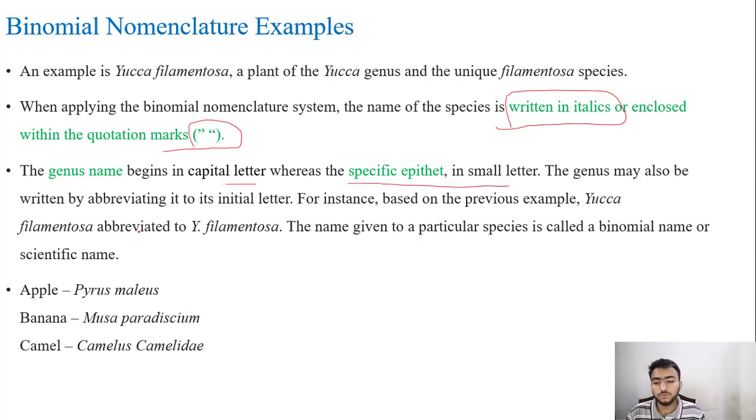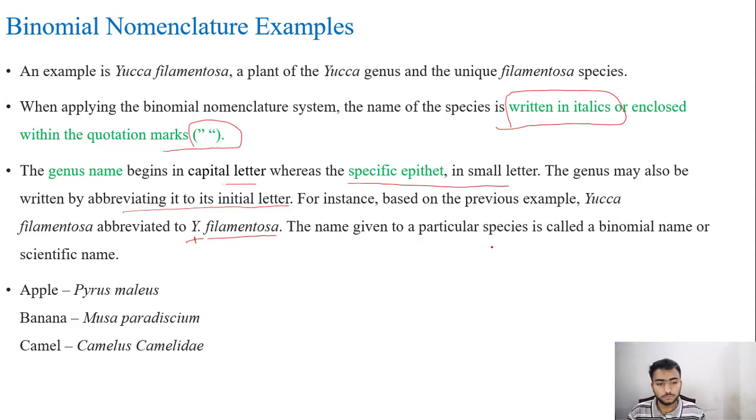The genus may also be written by abbreviating it to its initial letter. For instance, based on the previous example, Yucca filamentosa abbreviated to Y. filamentosa. So Y is the genus that has been abbreviated, Y. And then in italics it follows the specific epithet.